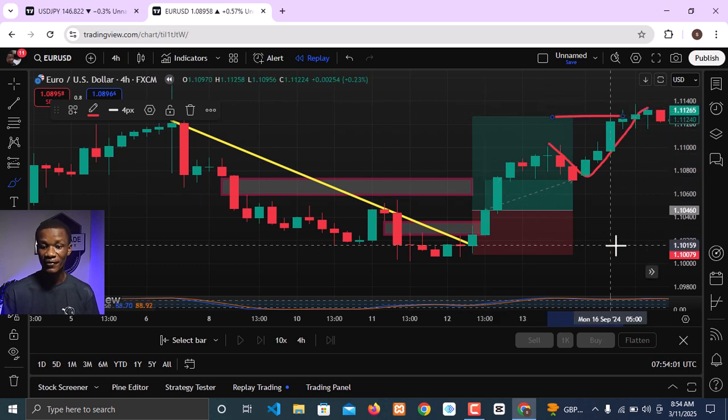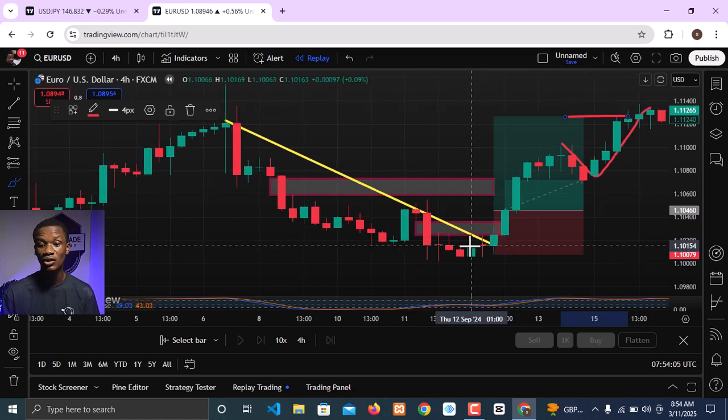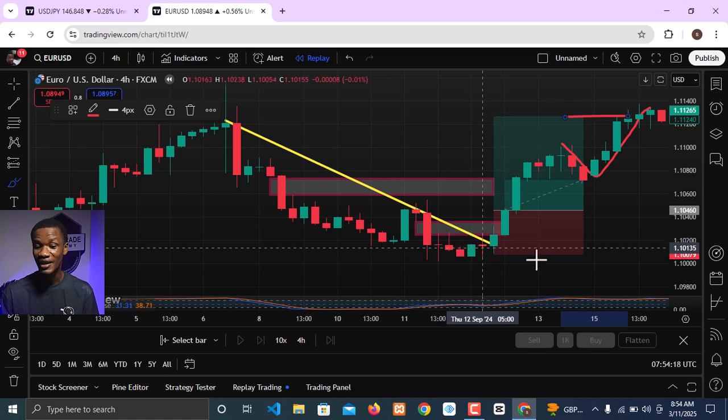And this is very, very simple. This is how you trade counter trend position using fair value gaps. If you follow the step-by-step process like I mentioned in this video, you will trade counter trend positions very well using fair value gaps in this way. And this is very simple.